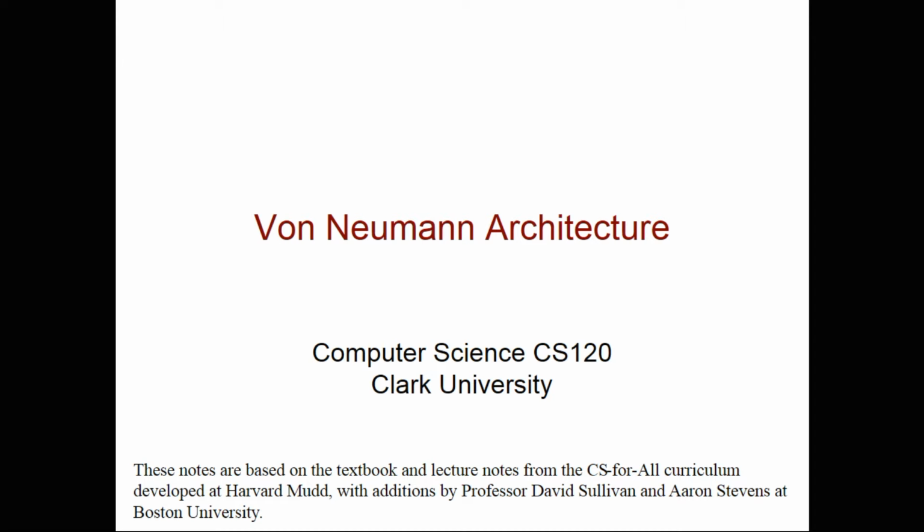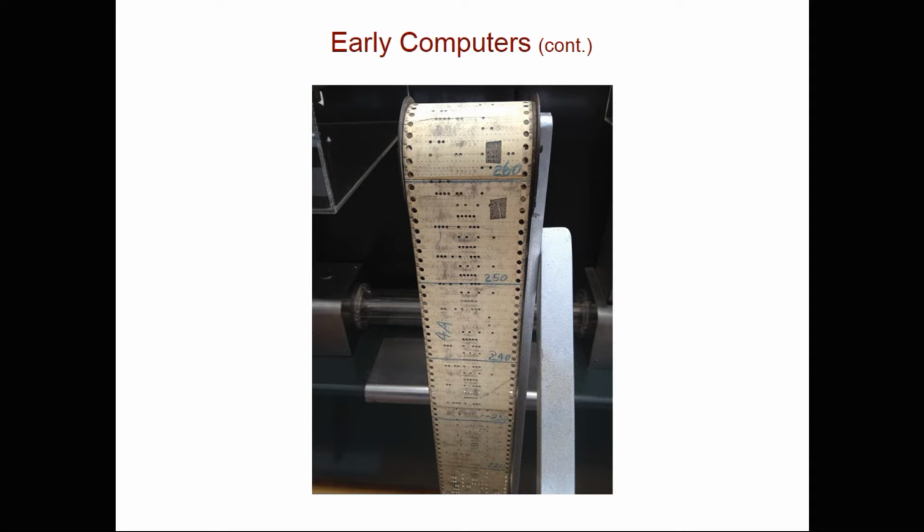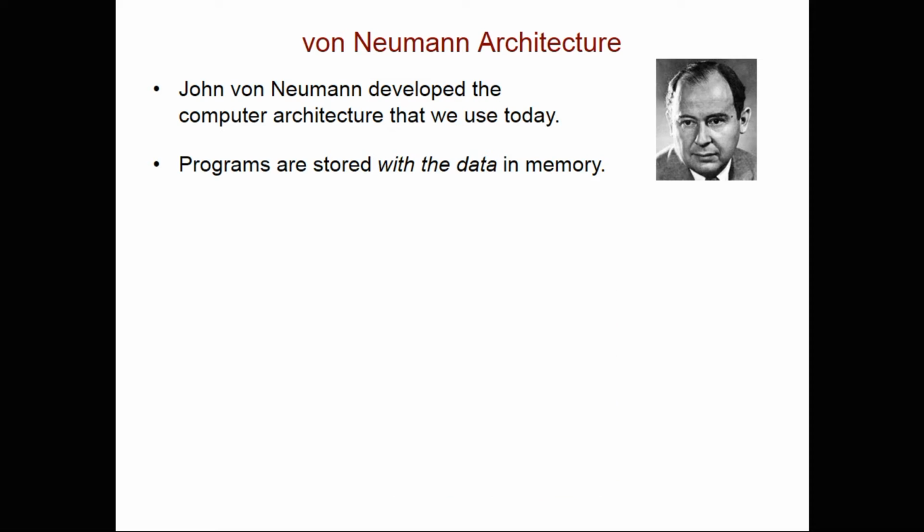Hello, in this video we are talking about von Neumann architecture. Early computers couldn't store both data and programs in the same place. For instance, Mark I, which was developed at Harvard in the 50s, used punch cards to read the programs and the data separately.